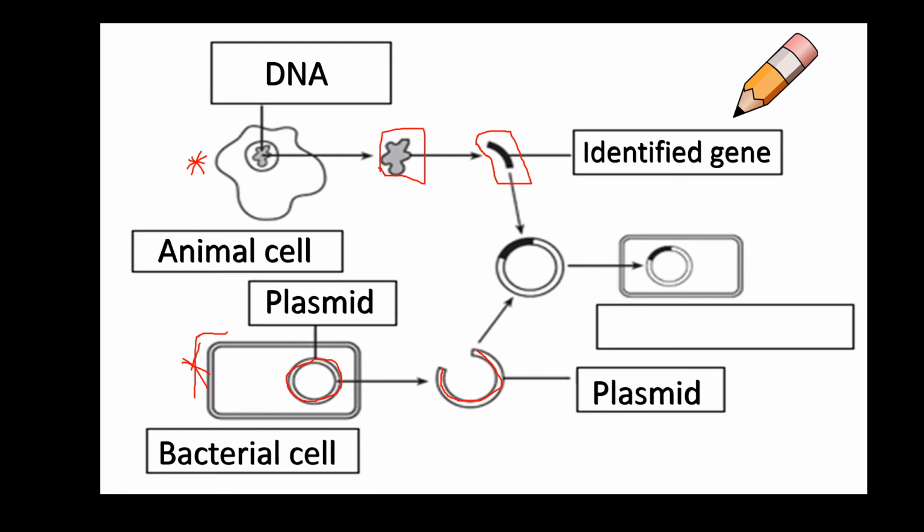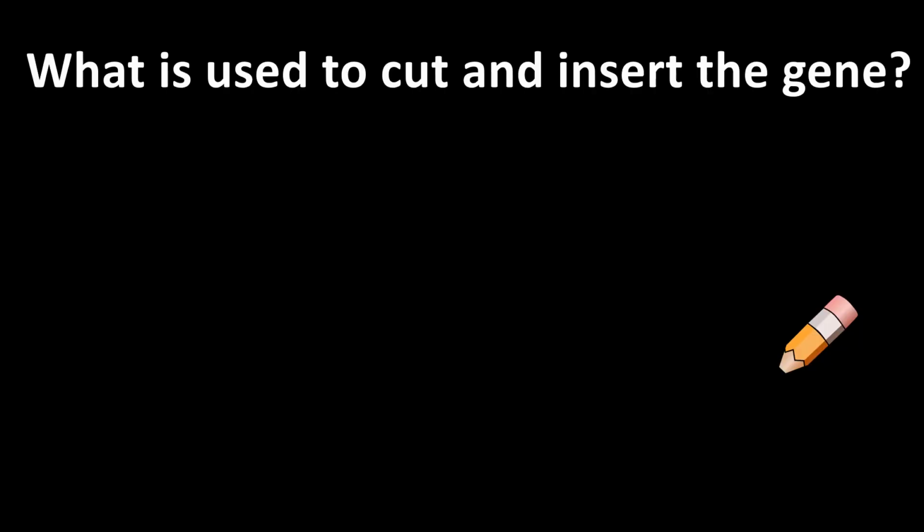And then you would have to insert your identified gene, so your desired gene, into your plasmid, and you put it into a new bacterial cell. So your bacterial cell would contain your plasmid with your desired gene, and then you'd want it to grow and multiply, and then you'd extract and purify your product. So what is used to cut and insert the gene? We should know that the answer to that is enzymes.